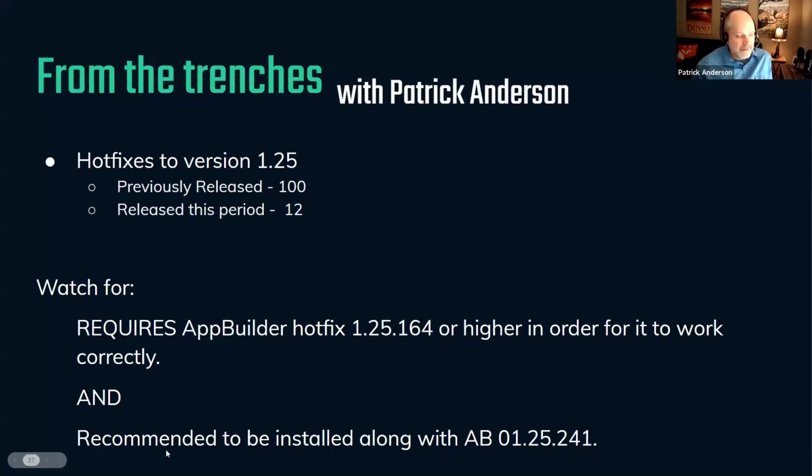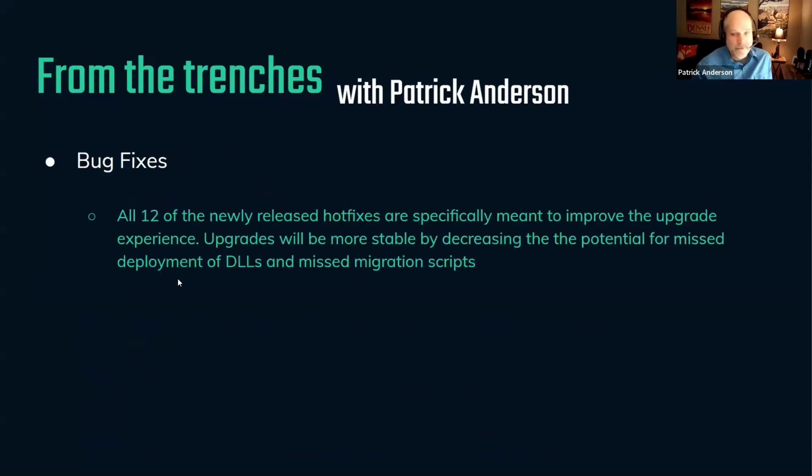Additionally, the newest hotfixes are going to say "recommended to be installed along with App Builder 1.25.241." And now I'm going to talk about that for a second. All 12 of the hotfixes that have been released are specifically about improving the upgrade experience. What we hope is that upgrades will be more stable by decreasing the potential for missed deployment of DLLs and missed migration scripts, which are some things that some people have experienced during updates in the past. So this is a stability release, these 12 hotfixes, and hopefully it will improve the process of upgrading to 1.26 when you get there.